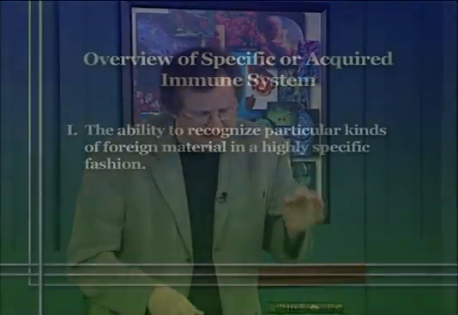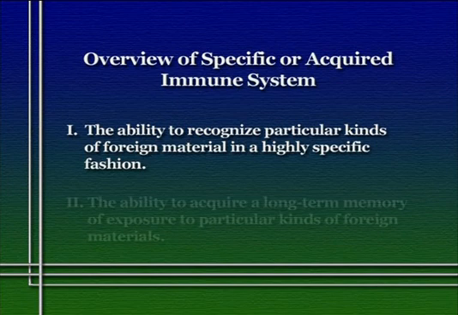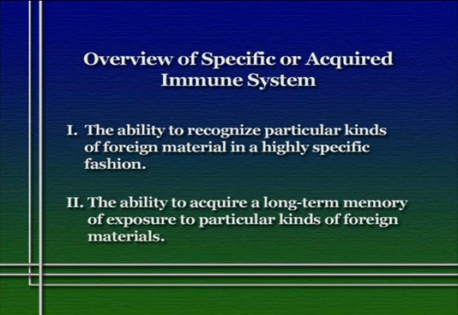Now, there are two fundamental features that distinguish what we call the specific immune response, or equivalently, the acquired immune response. The first feature is the ability to recognize particular kinds of foreign material in a highly specific fashion, hence the name specific immunity. The second feature is the ability to acquire a long-term memory of exposure to these particular kinds of foreign materials. And this long-term memory permits an even faster and more efficient response to that same pathogen if it's ever encountered again by an individual.